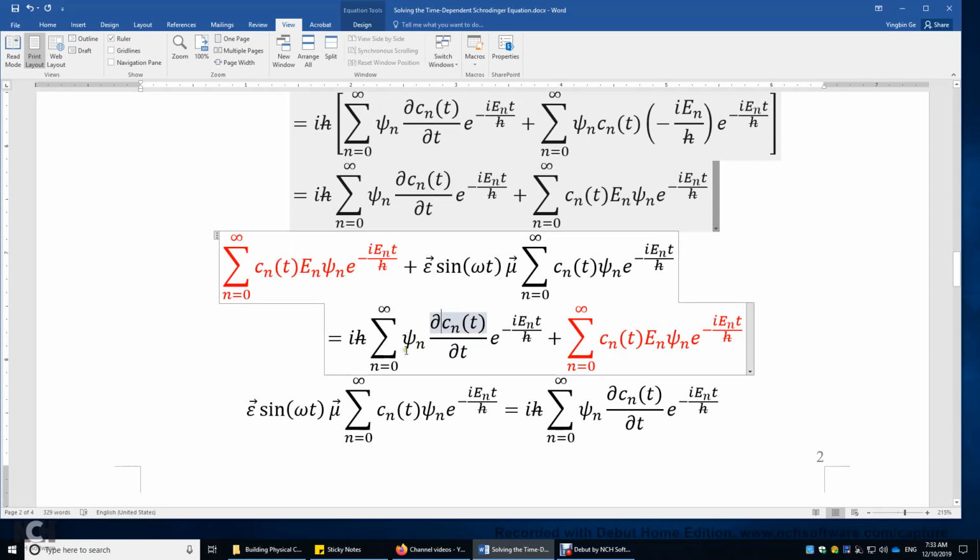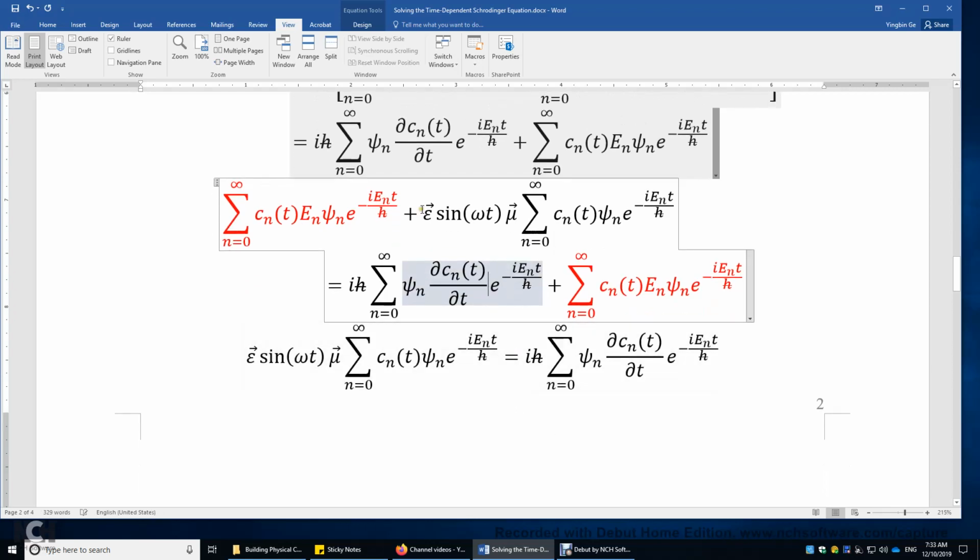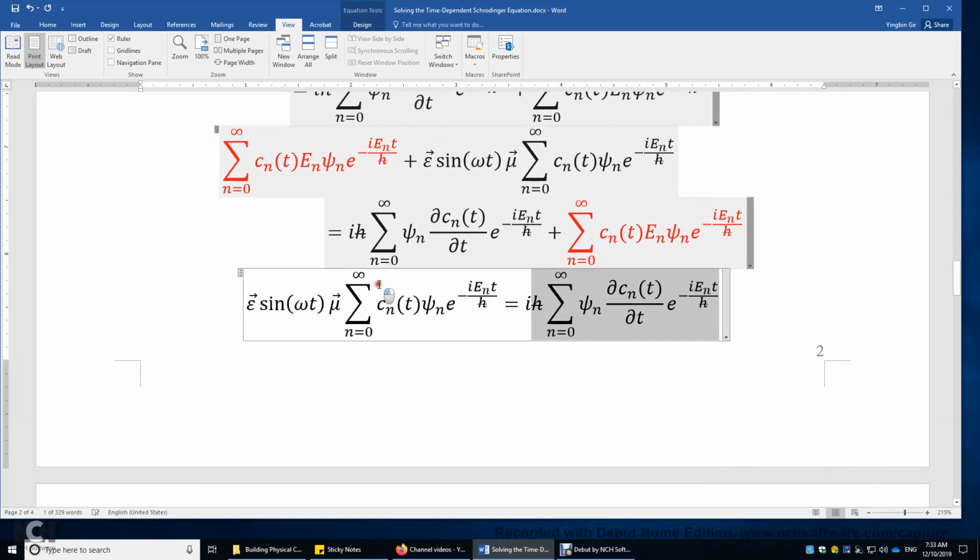This is the time independent wave function, and times the partial derivative of the coefficient c sub n times this exponential function of time. So we have just one term on the left-hand side, one term on the right-hand side. But really, they are both infinite series. How can we simplify this?